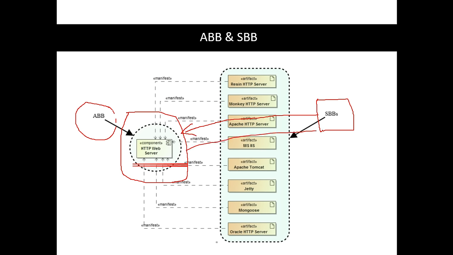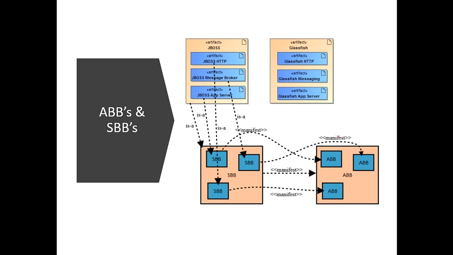Basically, the arrow goes from here to here, right? So that is what you need to remember. Now, let me tell you, if you want to see this at a much lower level, you can see that based upon that specification, JBoss is one application server, and Glassfish is another application server.